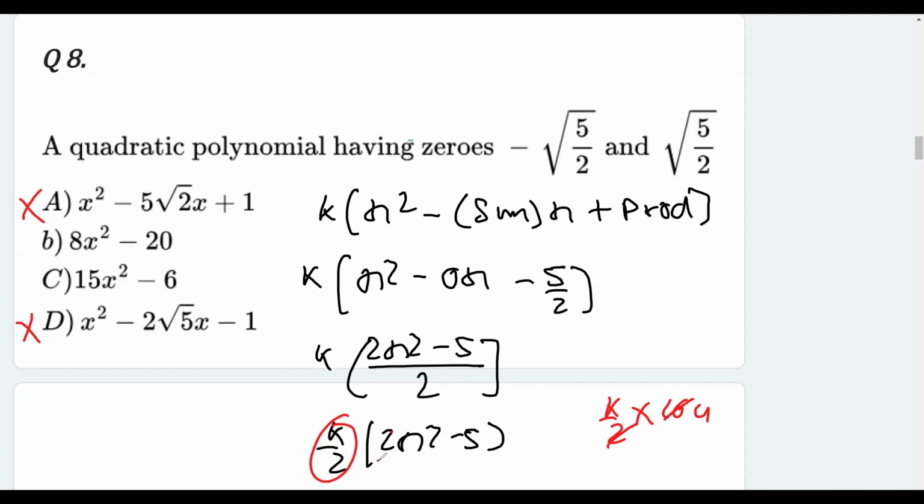Now, replacing k by 2, or if you are getting confused, you can think about it as multiplying this with some numbers. Say if I multiply this by 4, we are getting 8x square, since 4 into 2 is 8, 8x square minus 20. But this we cannot get. Even if I multiply by 3, we are not getting this. So therefore, the correct option will be this. That is, option B is correct in this case.